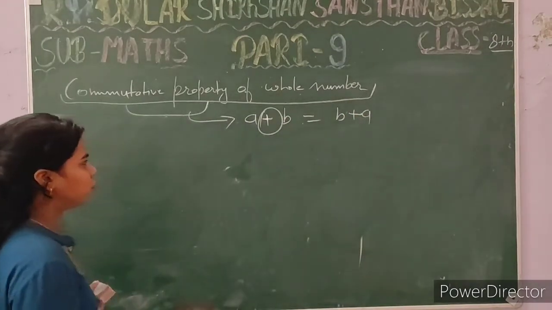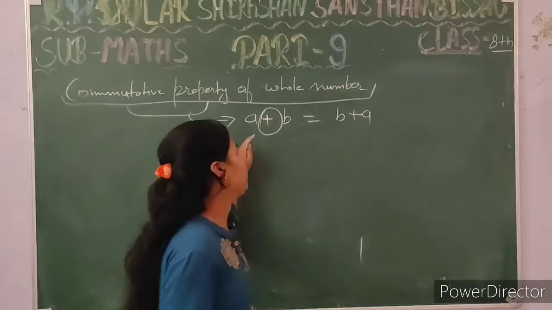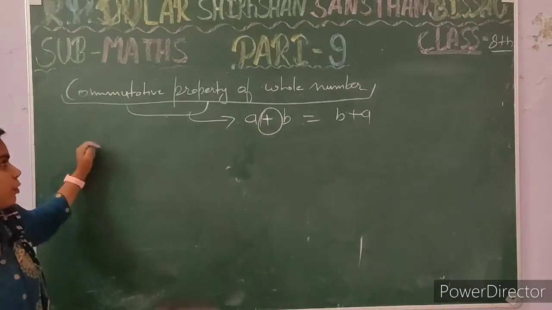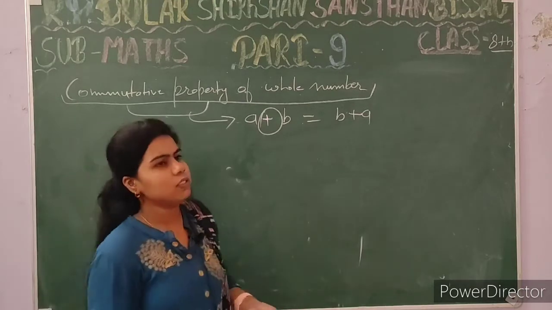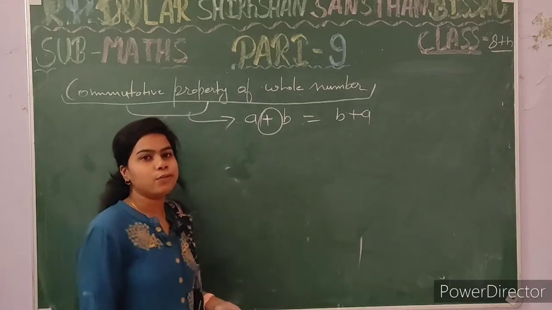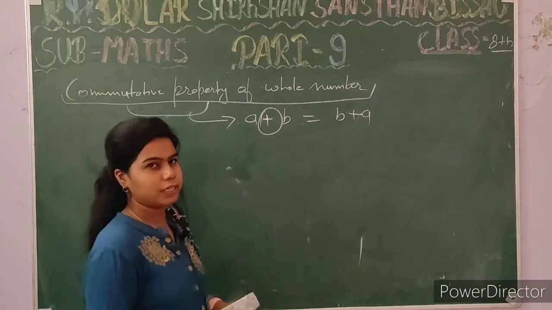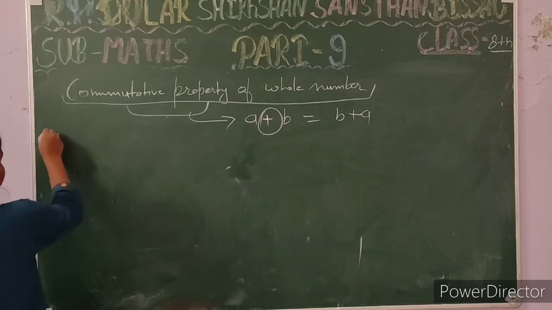If the two numbers are whole numbers, then will it satisfy the commutative property or not? So students, what is a whole number? Whole numbers start from 0, 1, 2, 3, 4, up to infinity. First of all I tell you about addition.